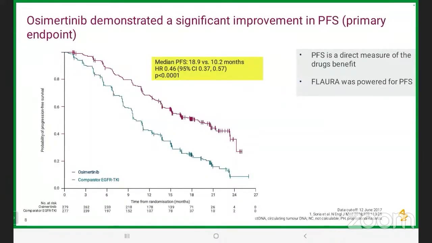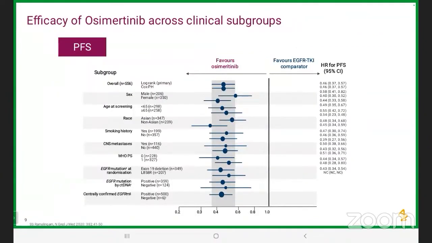So this is the PFS data for this study, which beautifully demonstrated that the median progression-free survival was 18.9 months for osimertinib compared to 10.2 months in the standard-of-care arm, with a hazard ratio that was statistically very significant, at 0.46. This PFS was a direct measure of the drug benefit, and this study was basically powered to measure PFS. So it did make a huge mark. The difference was of a significant magnitude, and from this point, osimertinib came into the bigger picture. It became the category 1 drug in this setting.